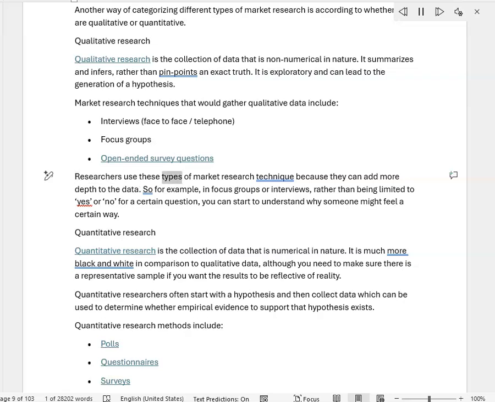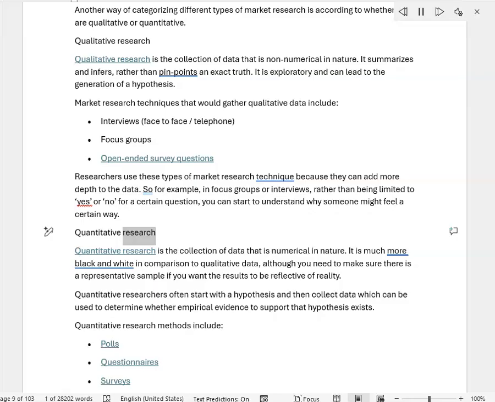Researchers use these types of market research technique because they can add more depth to the data. So for example, in focus groups or interviews, rather than being limited to yes or no for a certain question, you can start to understand why someone might feel a certain way.